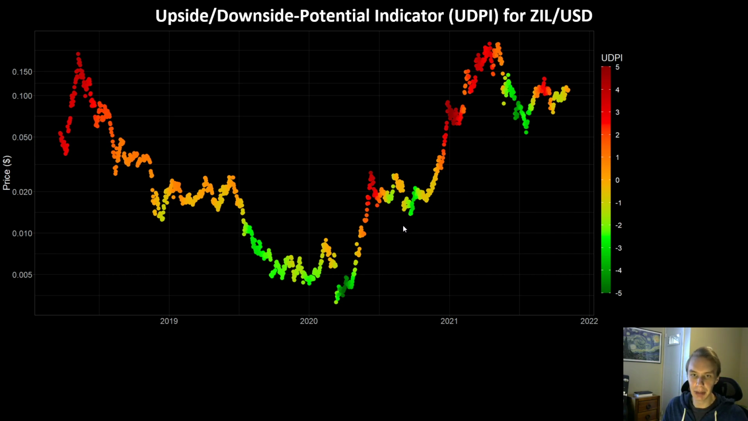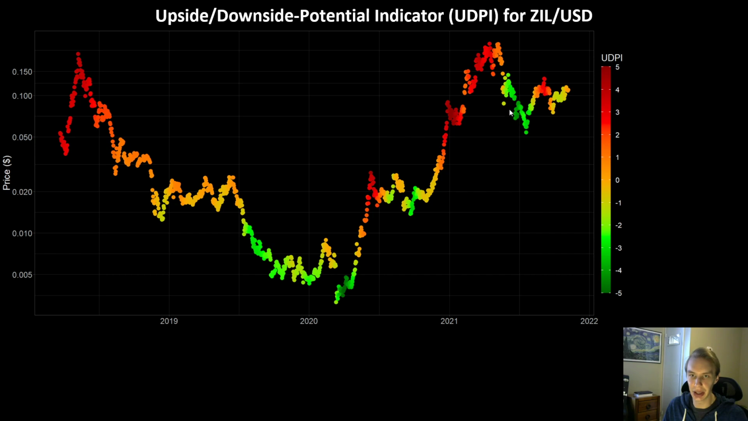And so, as you can imagine, if one had been looking at the UDPI and using it to time their entrances and exits from the ZIL market, one would have done quite well. One would have been able to buy at these really historically advantageous times and then sell at these times when it seemed like ZIL was getting overheated and that a correction was likely coming, and then potentially rebuy in at these low-risk zones again before riding the moves to the upside.